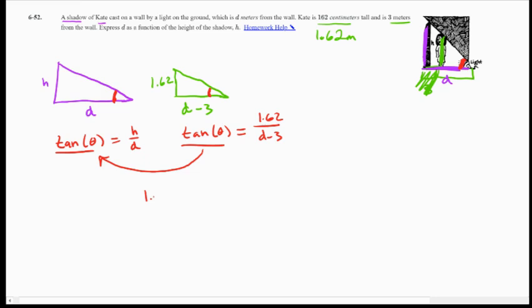Because I know these two angles and these two tangents are the same, I can use substitution to plug them into each other, which gives me 1.62 over d minus 3 equals the height over the distance. And now I have my equation. Going back to what the question is asking, express d as a function of the height of the shadow, so I want to get all the d's on one side and then factor it out.